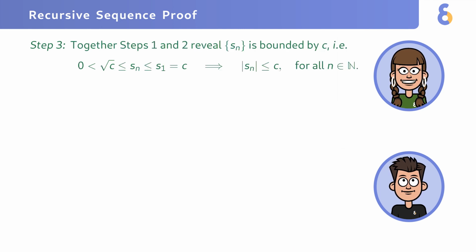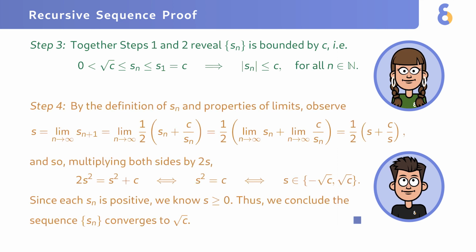Step 3 is pretty short. Since we have a sequence that is non-increasing, we know s sub n is never more than s sub 1. And because we also know each s sub n is positive, we can deduce each s sub n is now bounded by c. For the last step, we again use our limit tricks from before.